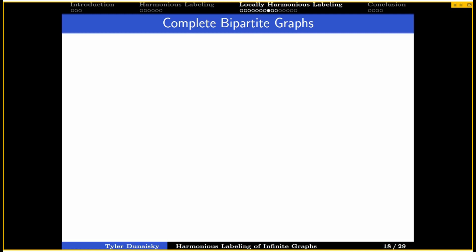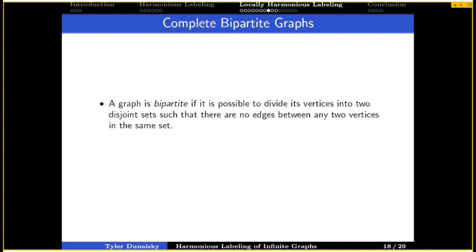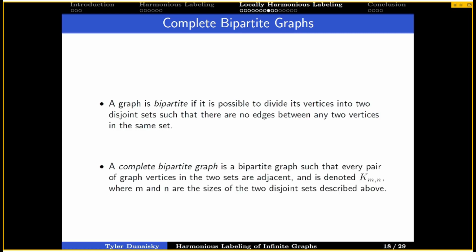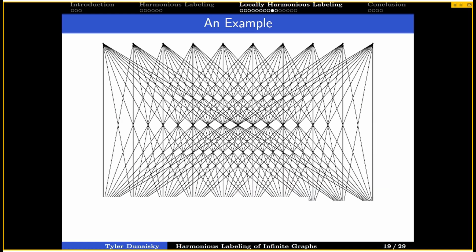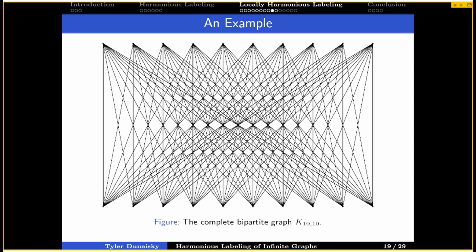Alright, now graphs called complete bipartite graphs. A graph is bipartite if it is possible to divide its vertices into 2 disjoint sets, such that there are no edges between any two vertices in the same set. And a complete bipartite graph is one that is bipartite in that every pair of vertices from opposite sets are adjacent. So for example, a complete bipartite graph, we should see the graph case that is 10, 10. The top vertices, there are 10 vertices at top. So that would be one disjoint set where there are no edges. Then the bottom vertices would be the other set where there are no edges. But then all the other edges connecting vertices between sets are there. So it's a complete bipartite graph.